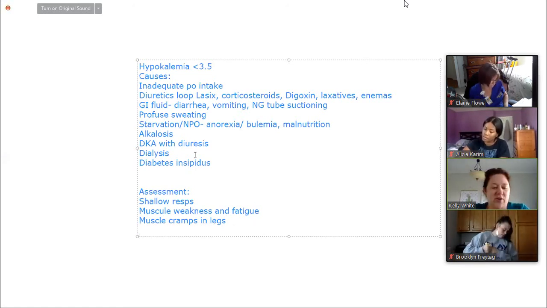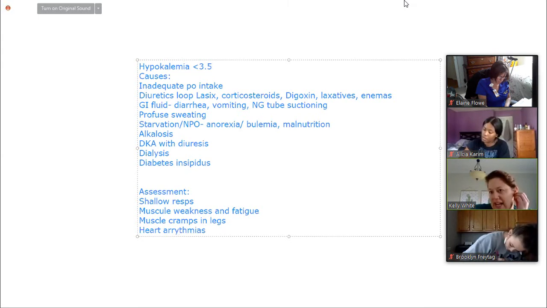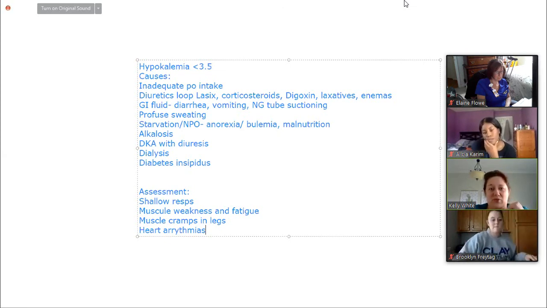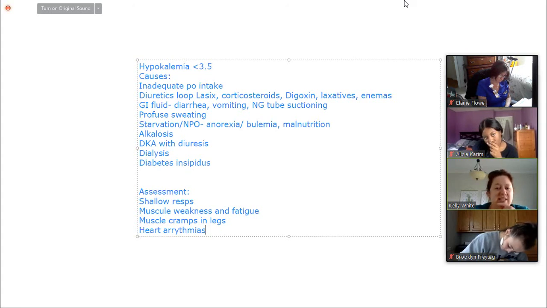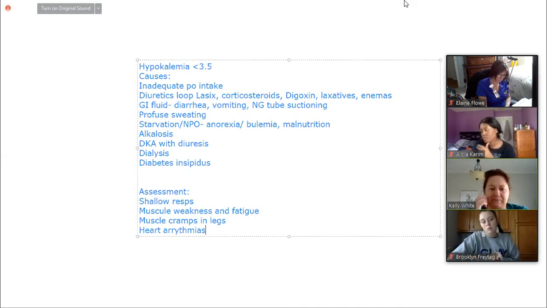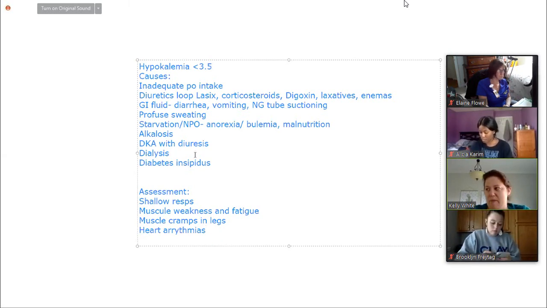You will also have heart arrhythmias. This is a huge one. Huge, huge one. Don't ever forget this one. So if you have potassium levels less than 3.5, your heart is very much at risk for going kooky. It's not getting what it needs, so it's going to be throwing off all these irregular rhythms. Okay, so these patients are definitely going to be on a heart monitor.